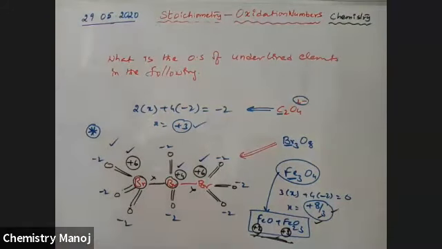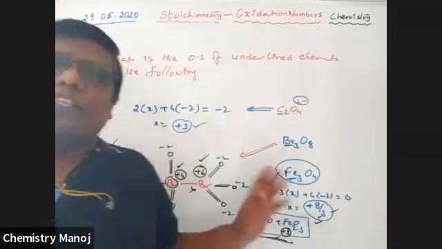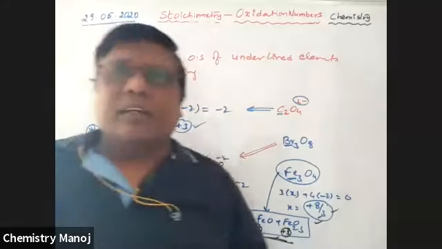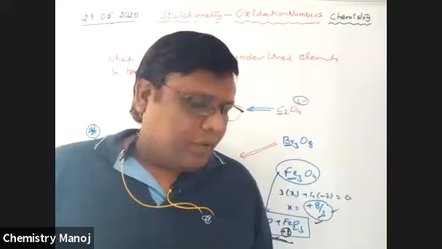Okay, these are the different oxidation states of different elements. These are some examples. Tomorrow I will explain some other examples. So right now I am going to close this chapter here. Okay.